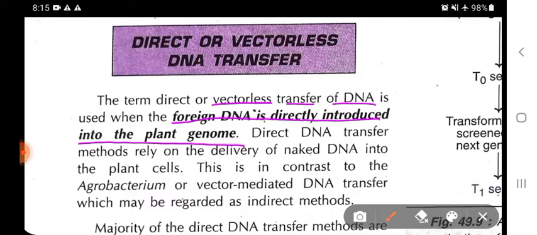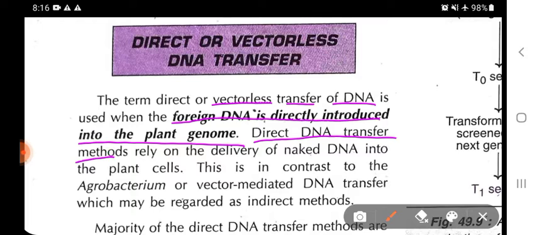So direct or vectorless mediated gene transfer simply means we are not using any vector, we are not using any plasmids or any other carrier molecules. We are introducing our desired DNA directly into the host cell's genome. Now that host cell genome may be a plant, maybe an animal.